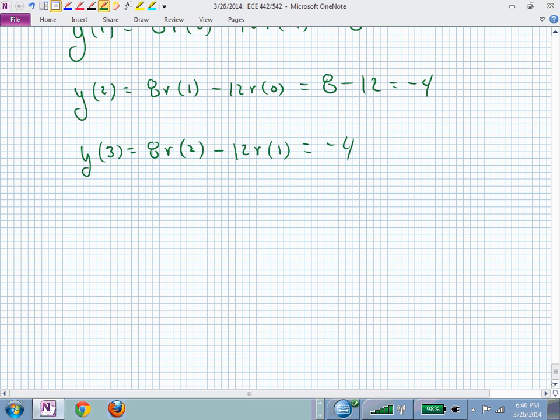So what do we have? We now can sketch our response. Here's time. And we didn't need MATLAB, did we? We did this all on a napkin. This is now y of n. One, two, 3, 4.